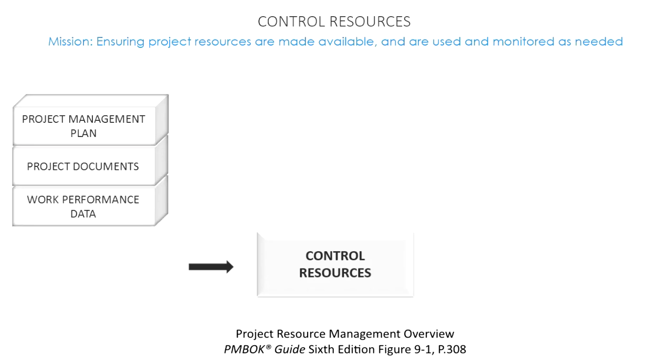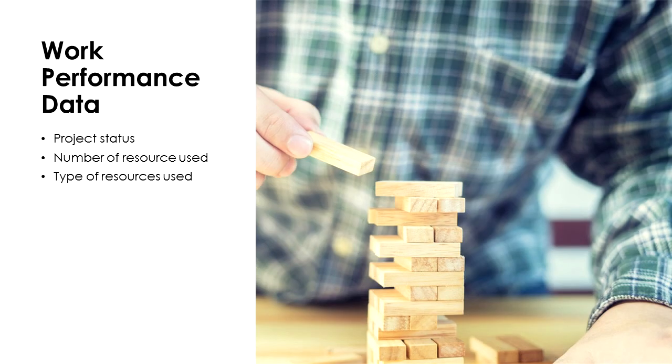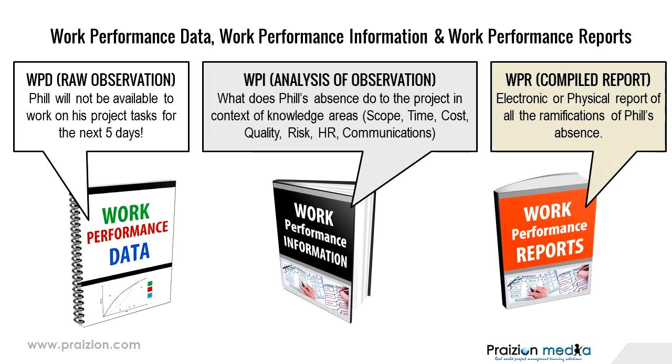We have one of our regular suspects here from cross monitoring and controlling. It's called work performance data. These are our raw observations regarding elements of the project, and it's coming in here as an input because this needs to be analyzed. Remember my example of Phil is not available? Well, Phil is a resource. So we need to analyze what the impact of Phil's unavailability really is. What is that going to cause? And on the other end, we're going to have the work performance information, a direct result of the data analysis that we'll carry out on the work performance data.